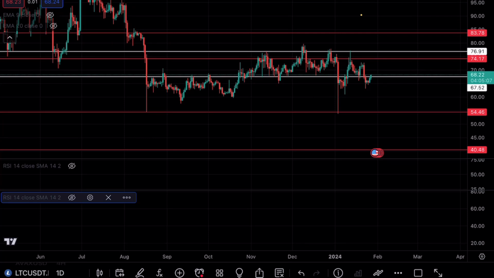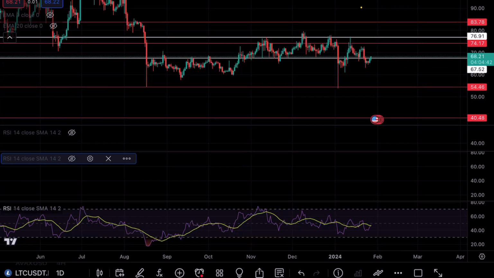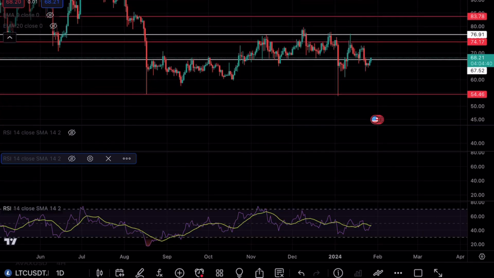Now, starting off in terms of our TradingView, this is the tool that we use to actually analyze the charts. And on TradingView, the first step to plot your indicators is, at the bottom, you'll notice a symbol called FX. Go ahead and click that and it opens up a menu called indicators, metrics, and strategies. Go ahead and search relative strength index and it will pop up an RSI tool, or of course at the bottom you will notice that it has a little chart drawn out.